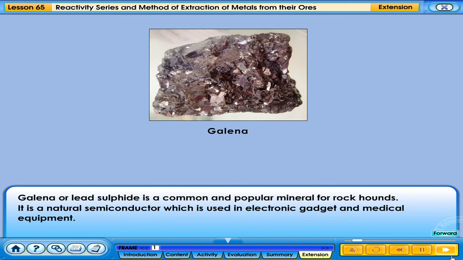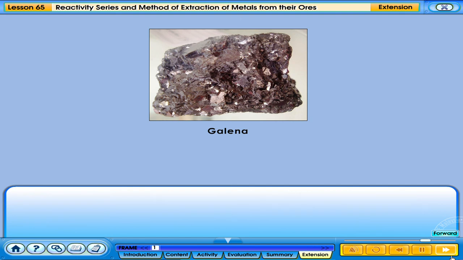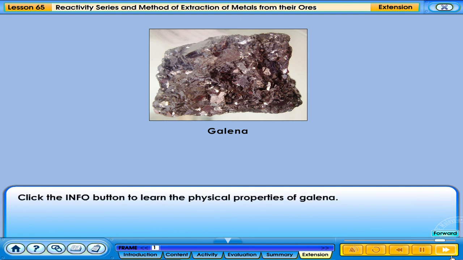Galena or lead sulfide is a common and popular mineral for rockhounds. It is a natural semiconductor which is used in electronic gadgets and medical equipment. Click the Info button to learn the physical properties of galena.